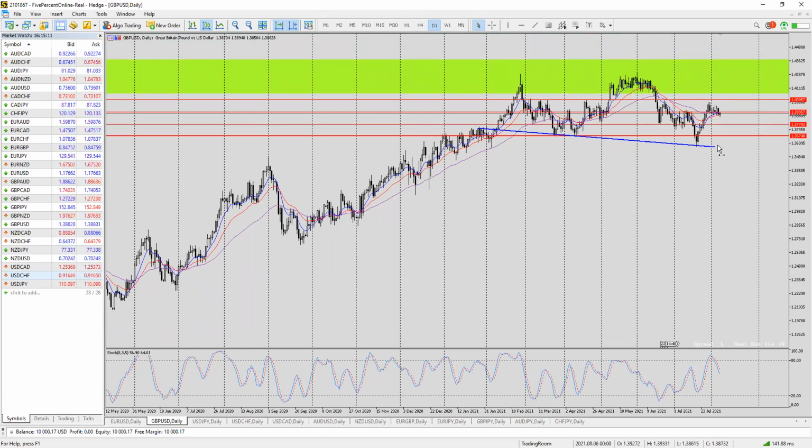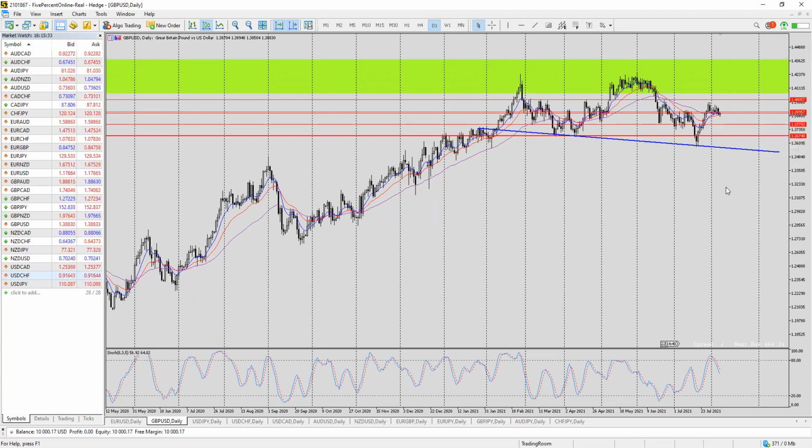Let's say that if the pound continues and the right shoulder doesn't take too long to form, then it could be. It could be, but it's too early. I agree, it's too early. That's why I'm saying at the moment pound dollar is not very clear.